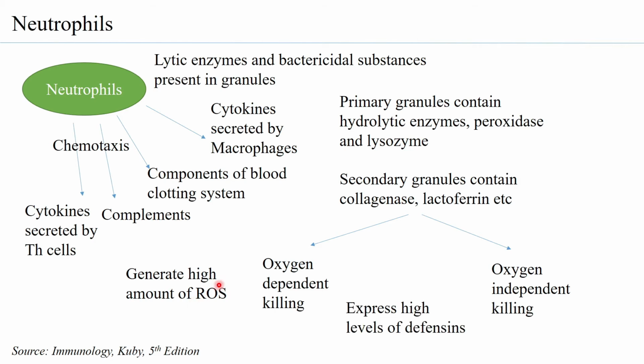In the oxygen independent killing, there are many molecules which are able to kill the bacteria through, for example, production of high levels of defensins. And these defensins will make the wall of the bacteria porous, and thereby it would affect the osmotic balance, create what is called an osmotic imbalance in the bacteria, and thereby the bacteria will eventually get killed.